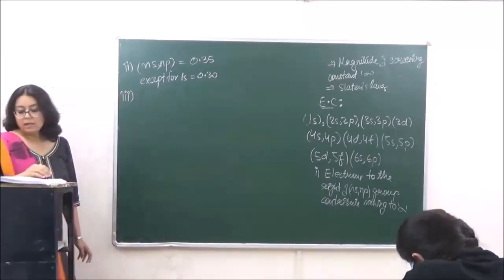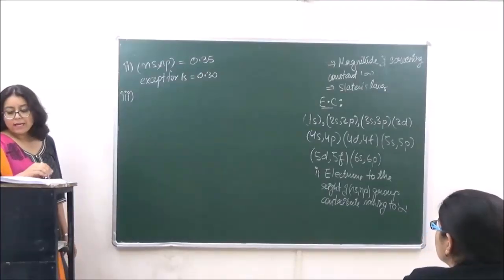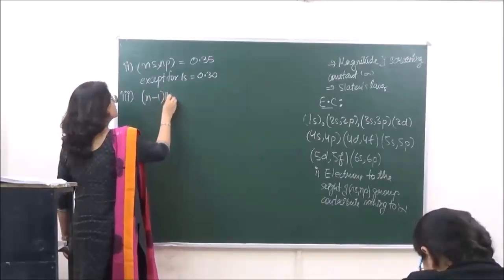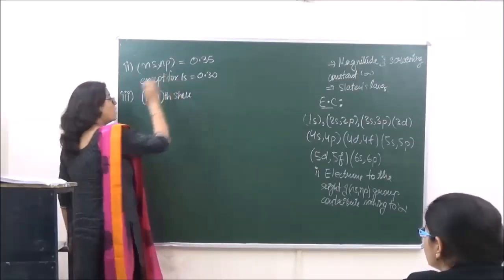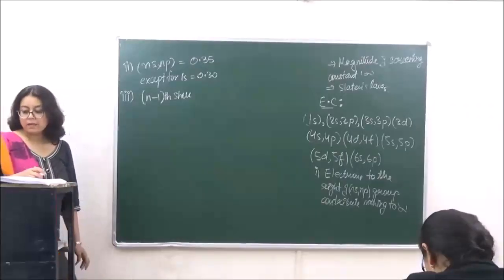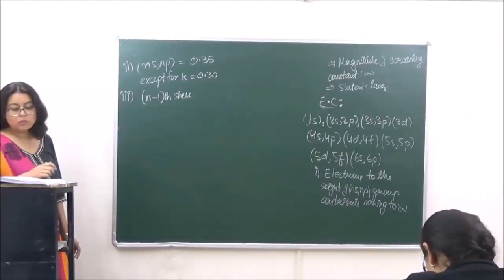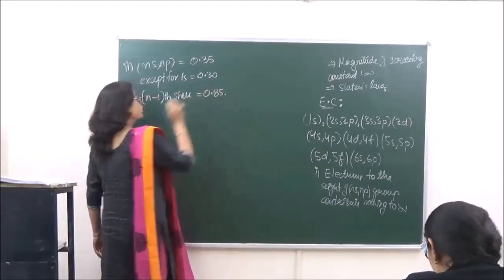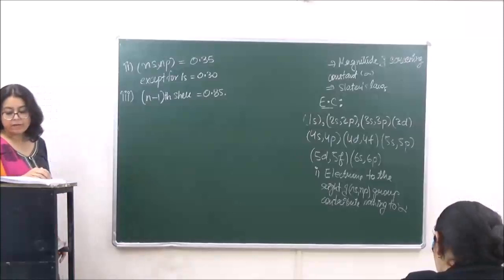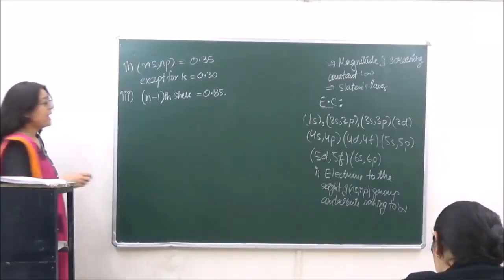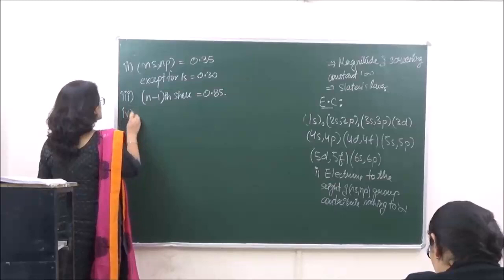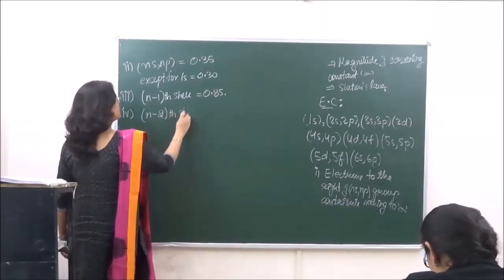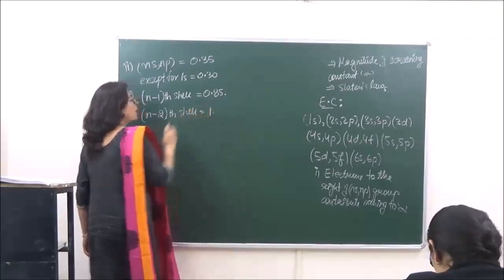Number 3, all electrons in the n-1 shell contribute 0.85. They are going to contribute 0.85, right? And all the electrons in the n-2 shell are going to contribute 1.